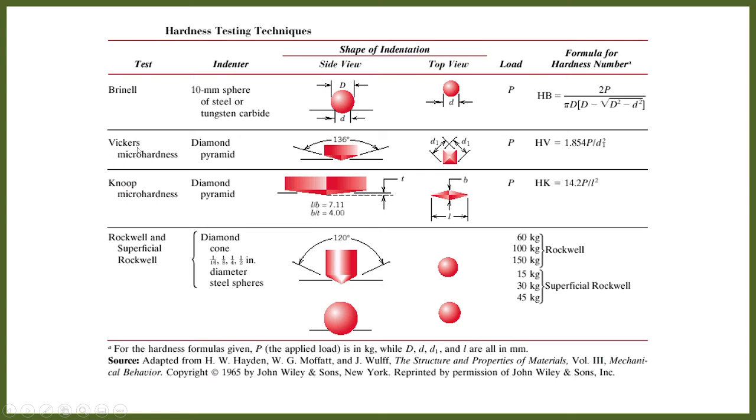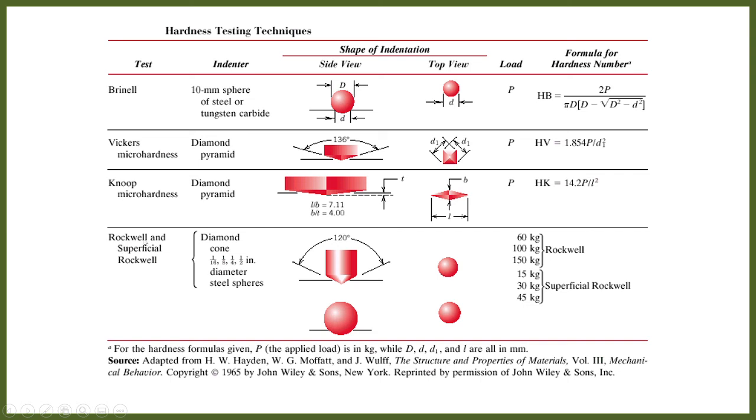For Vickers, using a diamond pyramid, this is the shape. After that, just measure the size of the indented surface, and you can calculate the Vickers hardness for the material. And then Knoop is almost the same as Vickers, just the shape is a bit different. And this is the formula to get the Knoop hardness for the material.